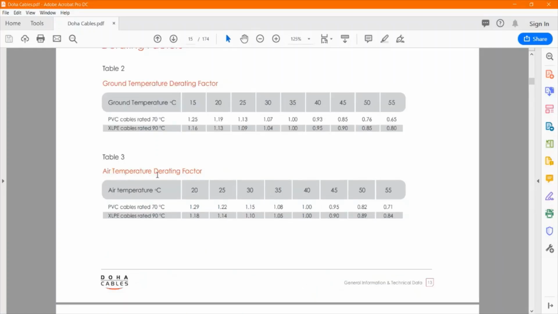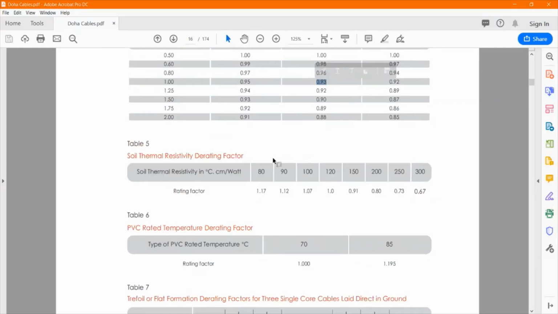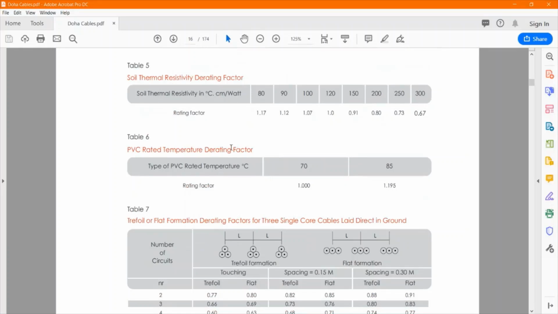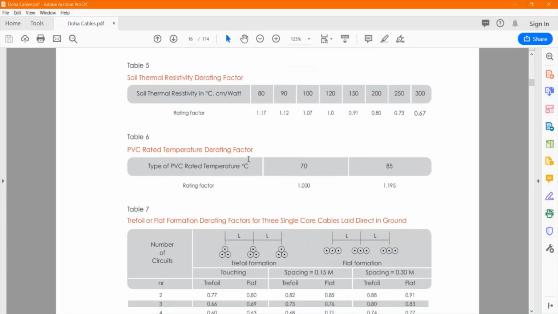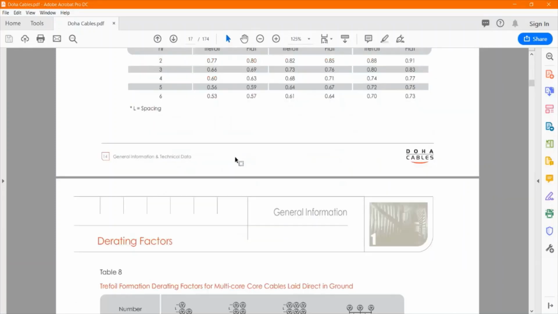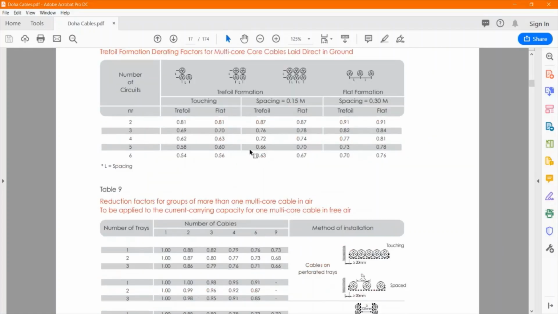We don't have anything in air temperature that indicates what the air temperature is, but we have the burial depth. So the burial depth is at 1 meter underground. And if we assume that the cable size is between 95 to 240 mm squared, the factor will be 0.93. Let's look at more derating factors. We are not given any information about thermal resistivity, so we can just pass this table and look at the tables that are given in the example. We are comparing what is given in the example with these cables.